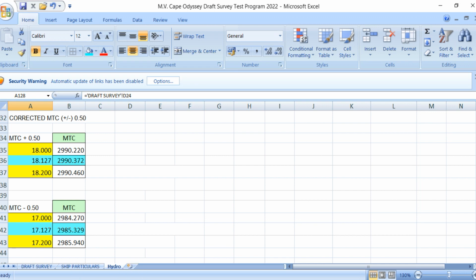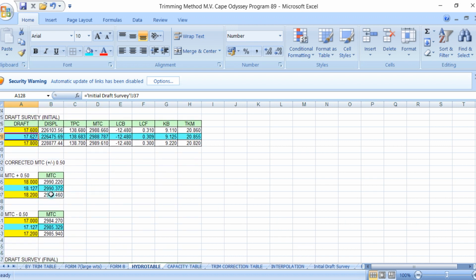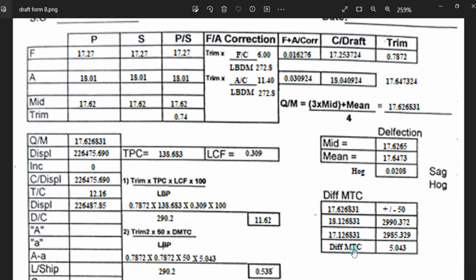And it will also be the same with the other program. So plus with 50 centimeters, you will have the same value of MTC of 290.372, and minus 50 will be 298.5329, which is this one. Okay, so you have now the difference of MTC.